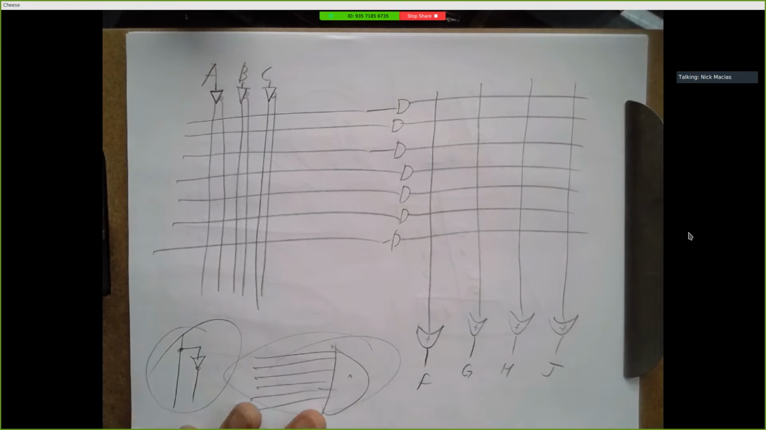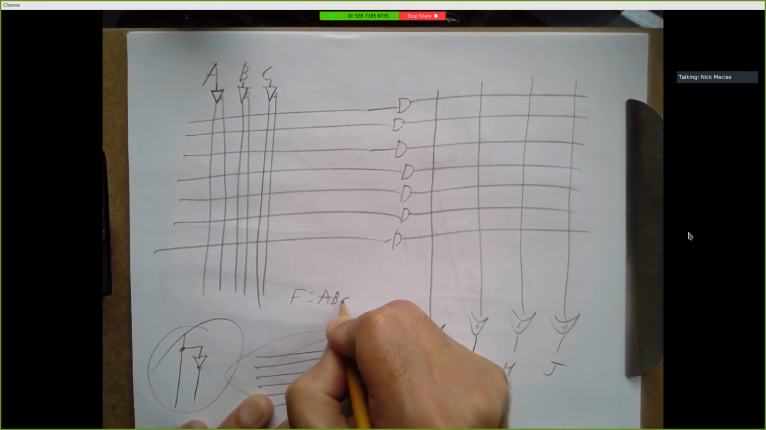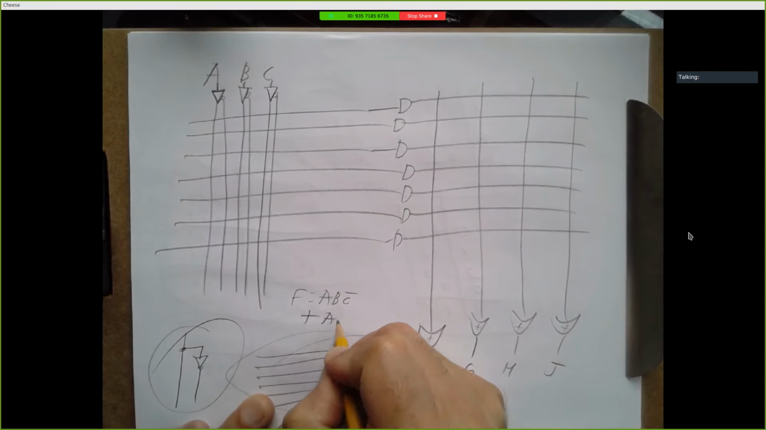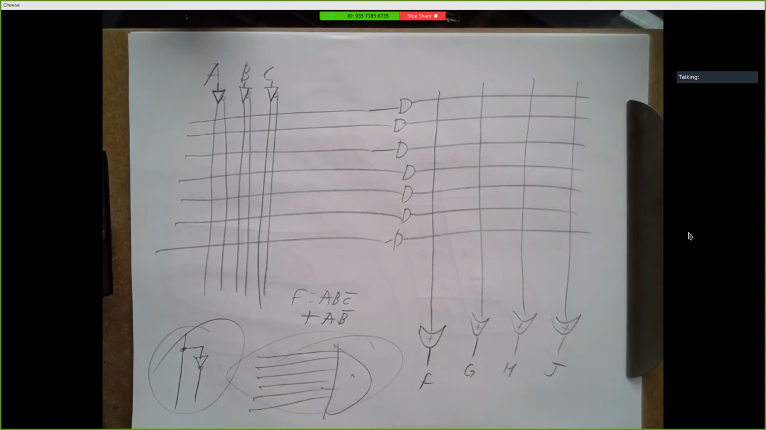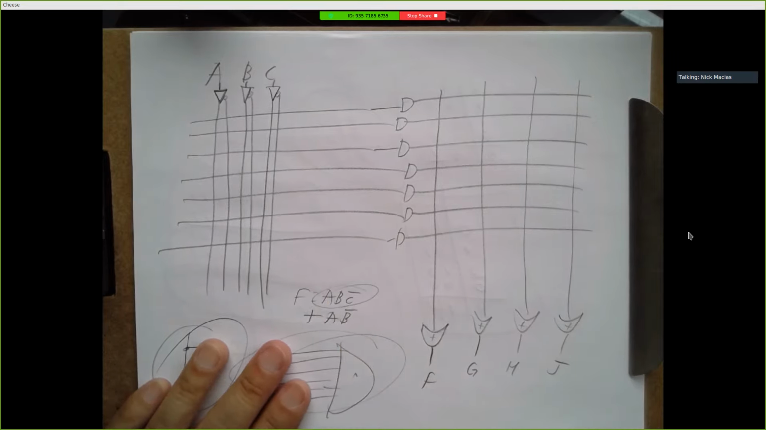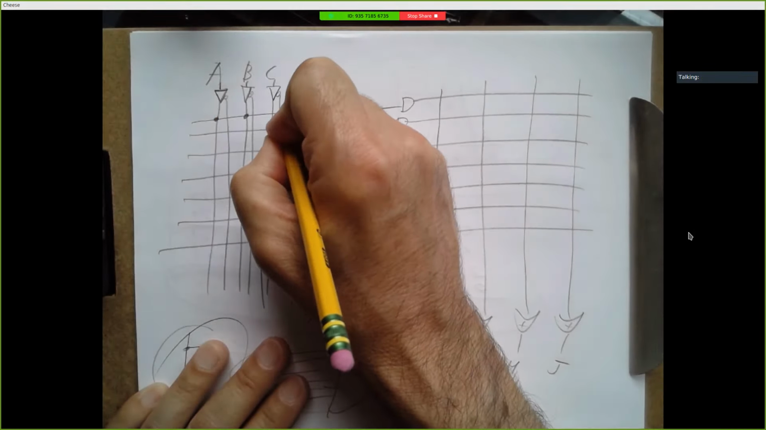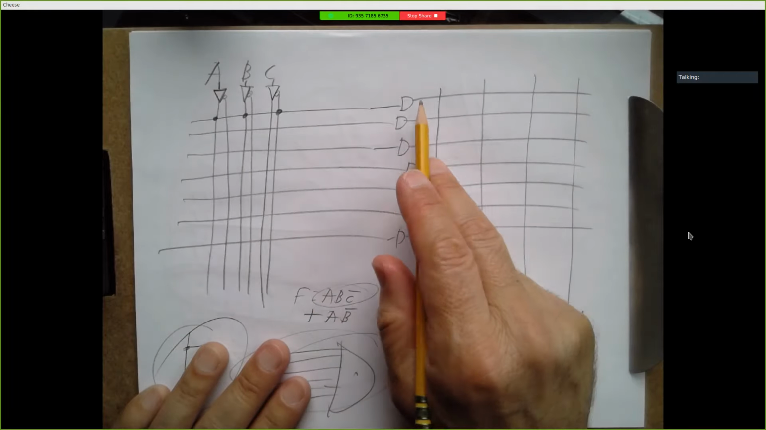So if we wanted to implement a function like f equals a, b, c bar, or a, b bar, we could say, well, we need to generate this product term, a and b and c bar. So let's take a, b, c bar, and let's AND those together.